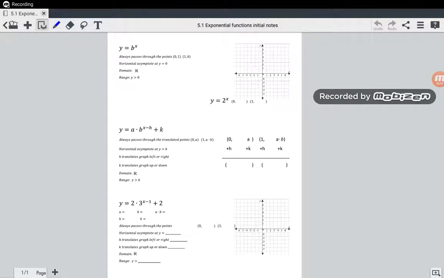Good morning. Today with this little video I'm going to show you how to graph exponential functions, and we're going to do it just using 2 points, (0, a) and (1, a times b), and I'll go over this. Make sure you have this handout in front of you. If not, go ahead and pause this and make sure everybody has it.